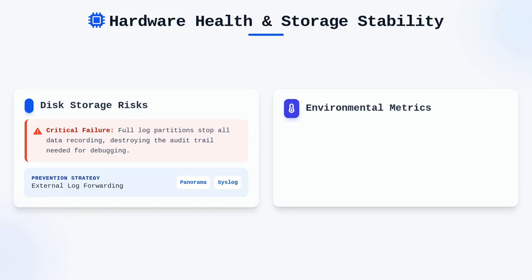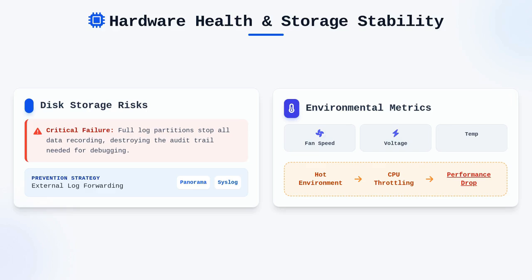Beyond logs, environmental status metrics provide an early warning system for physical hardware degradation. Sensors within the chassis monitor fan speed, power supply voltage, and internal temperatures. These values should be within the manufacturer's specified thresholds. An appliance operating in a hot environment with obstructed airflow will eventually throttle its CPUs to protect the silicon, leading to the exact performance degradation you are trying to solve.